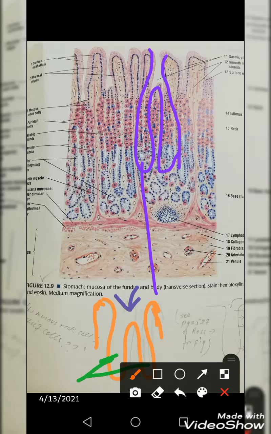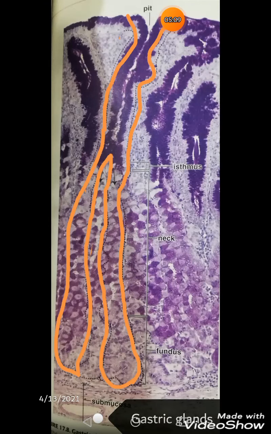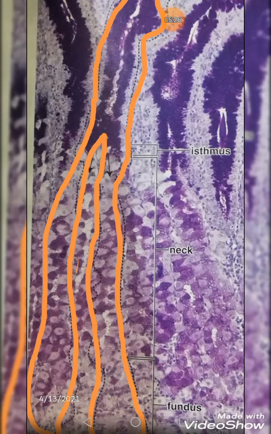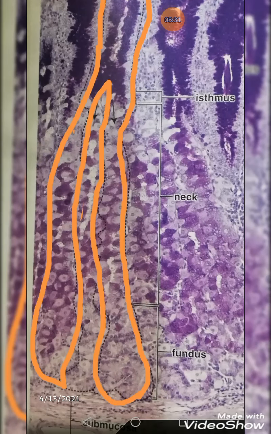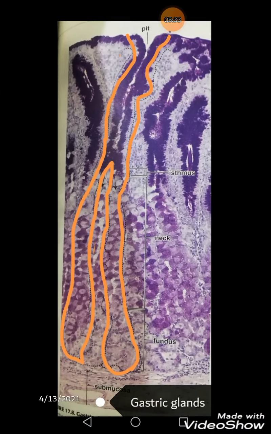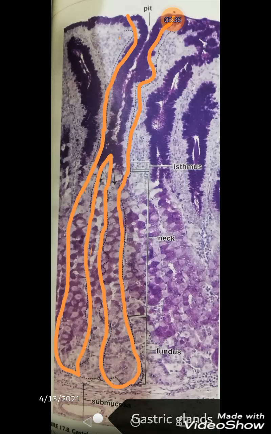This is again a very good picture of the gastric gland. Here you can see the pit, and I have drawn with the orange color the excretory duct that is opening through the pit towards the lumen, and then you can visualize the isthmus and neck portion, and finally the fundus of the gland. This is how in the slide you can visualize how the gland appears.